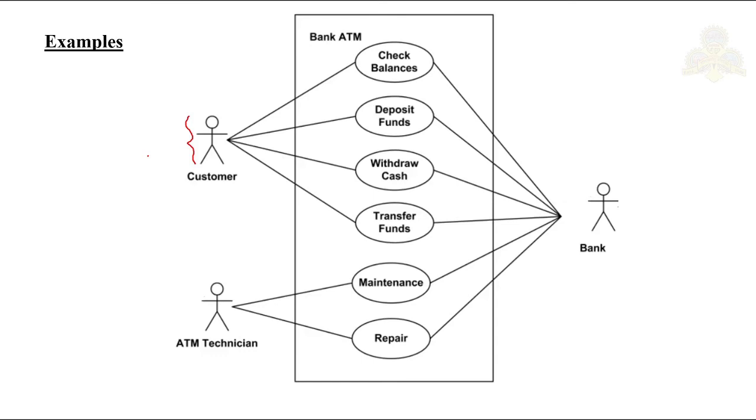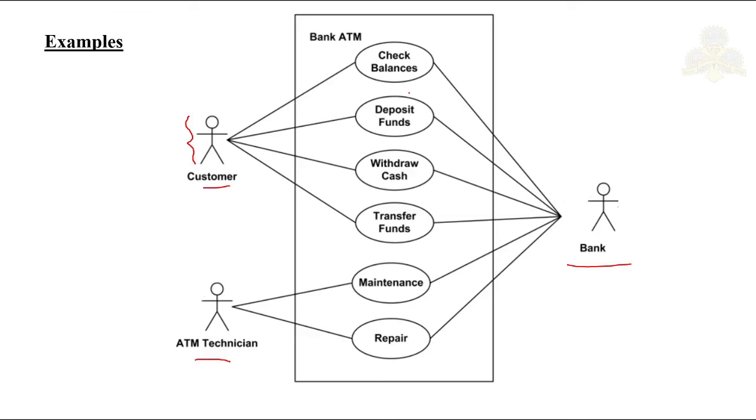Suppose you withdraw some money from the ATM. What does it have to do? It has to deduct from your account, and the updated balance has to be shown to you. So our bank is also an actor here. Remember, the actors have to be represented as in this stick diagram. It can be a user like the customer, or the ATM technician who will do the maintenance of the ATM, or it could be a system itself. A bank can also be an actor.